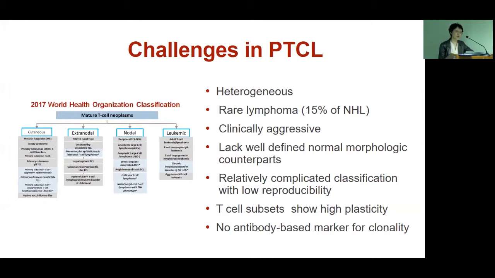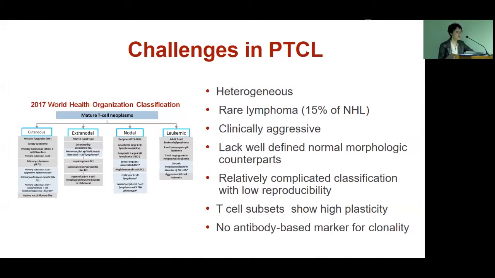Importantly, I think we've learned a lot about the normal counterpart of B-cell malignancies, the germinal center origin and the activated B-cell origin. In T-cell malignancies, I don't think we have as good an understanding of the normal counterparts of many of the T-cells that give rise to the variety of T-cell malignancies. And until recently, our classification has been very complicated with low reproducibility because of the lack of robust biomarkers. Aside from the ALK-positive ALCLs, routinely available biomarkers have been relatively missing until recently.